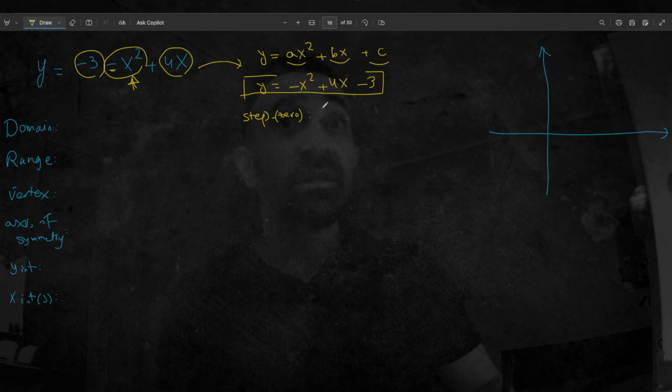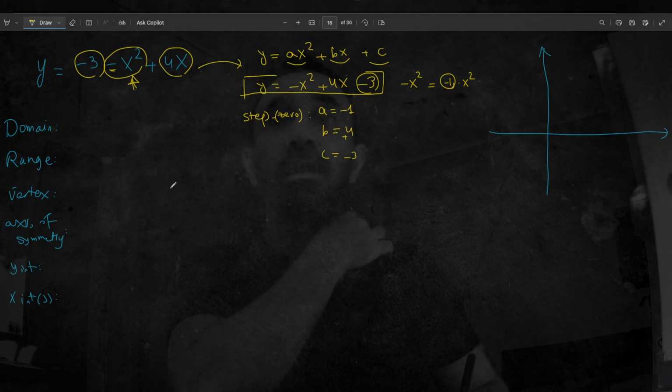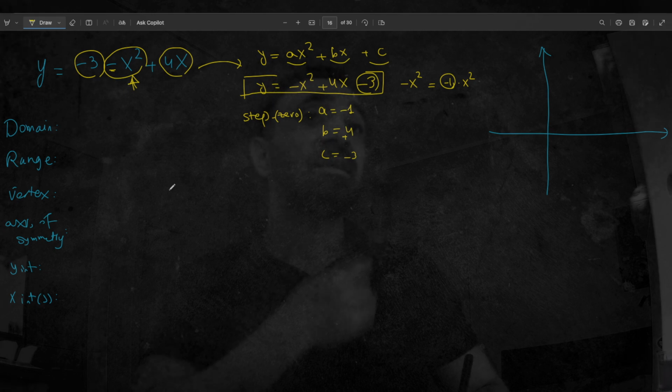So it's important because now if I ask you what is a, you're going to tell me it's minus 1. Why? Because minus x to the power of 2 is like minus 1 times x to the power of 2. So a is minus 1. What is your b? B is plus 4. And what is c? C is minus 3. Okay, now that you have a, b, and c, you're going to go and find all the features that the question is asking you to find.